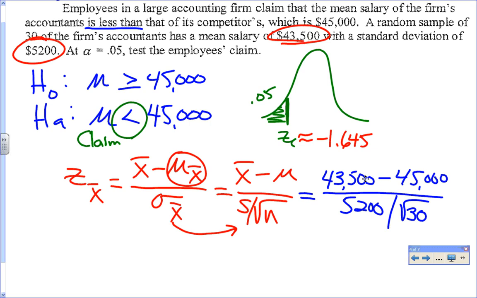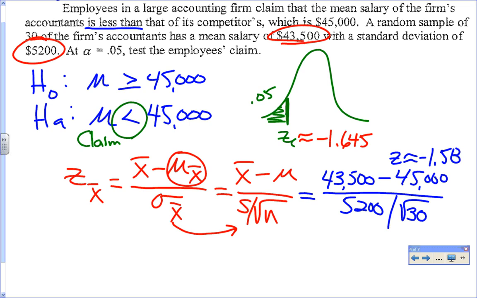Go ahead and let your calculators go on that one, and we'll see what we get. Now be careful with your parentheses and everything, right? Yep, do it separately. And what did you come up with for your z-score? Yeah, that's what I got. The z-score for this is approximately negative 1.58. Okay, so we set up the hypothesis test. We found my z-score. Now we have to interpret it.